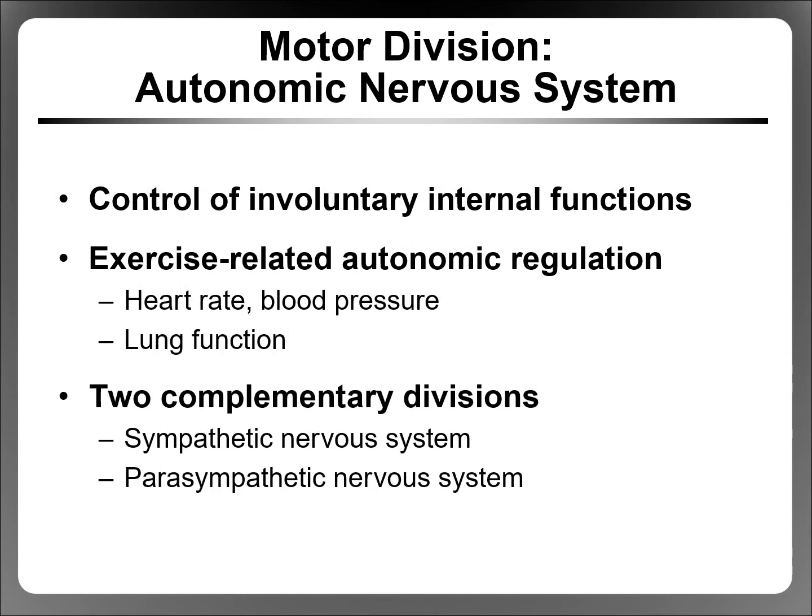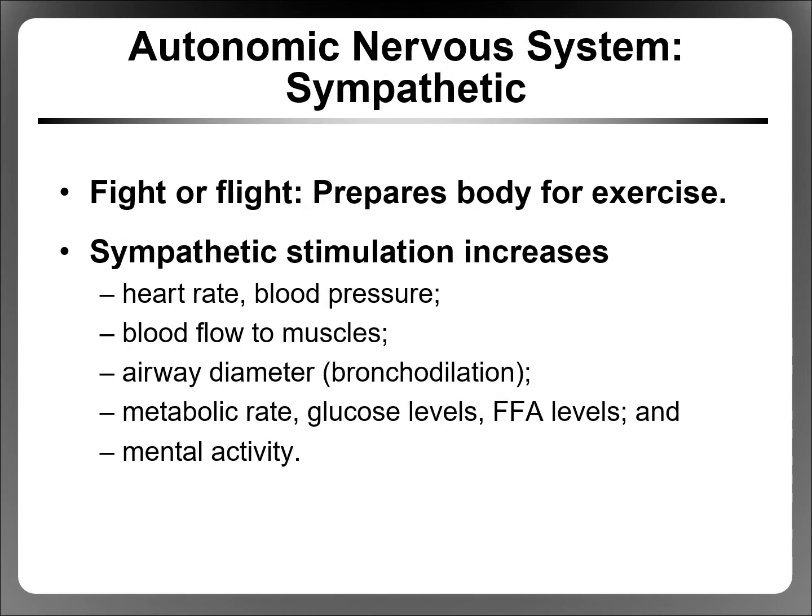In the motor division, the autonomic nervous system will function to control the involuntary internal functions of the body. A few exercise-related autonomic regulations by the autonomic nervous system will be heart rate, blood pressure, and lung function. Our autonomic nervous system will be further divided into two other complementary divisions, the sympathetic nervous system and the parasympathetic nervous system. The sympathetic nervous system works as our fight or flight reflexes. This is going to prepare the body for exercise.